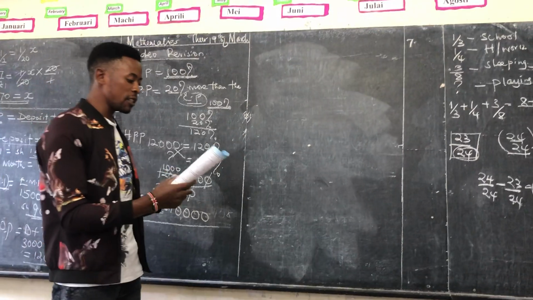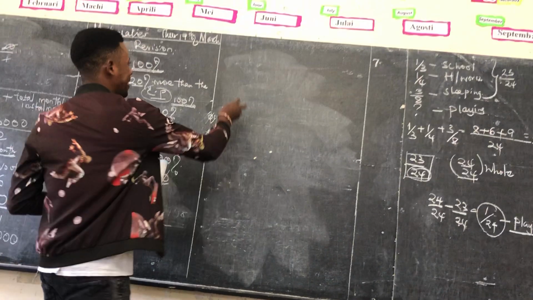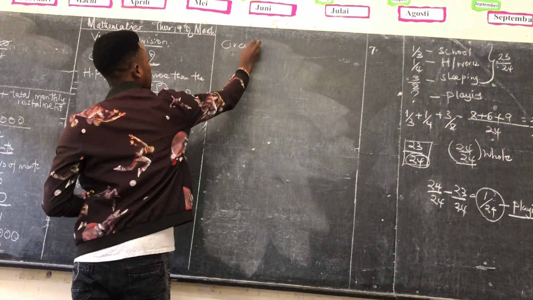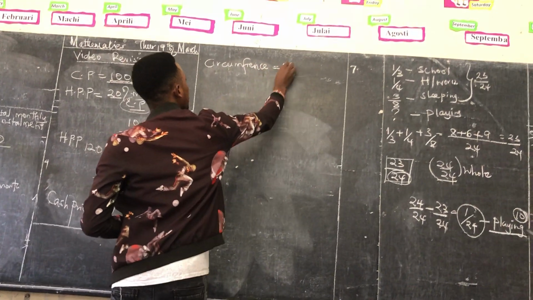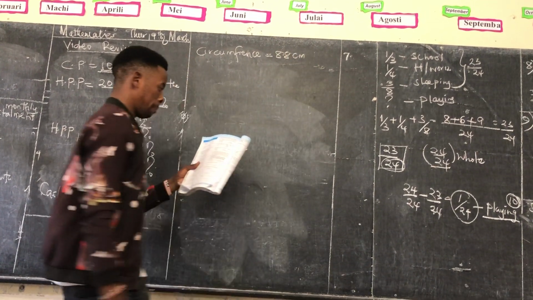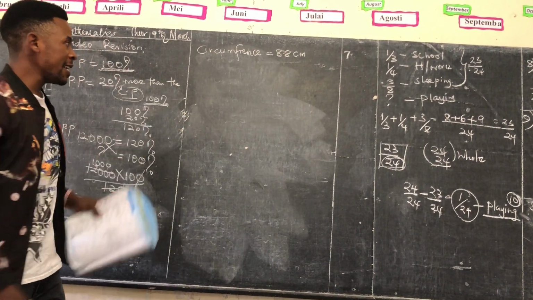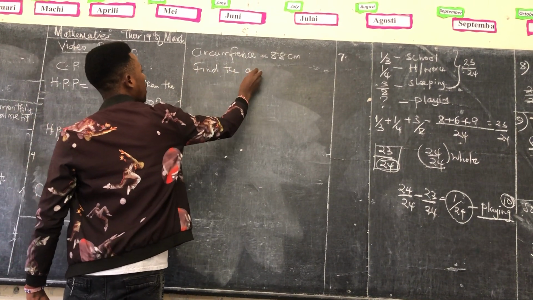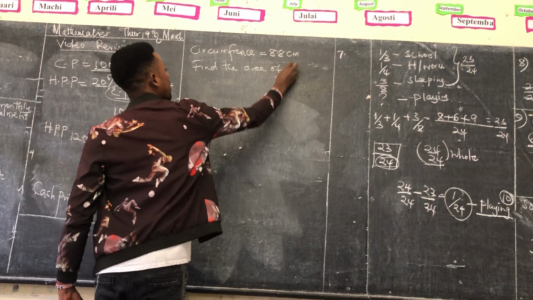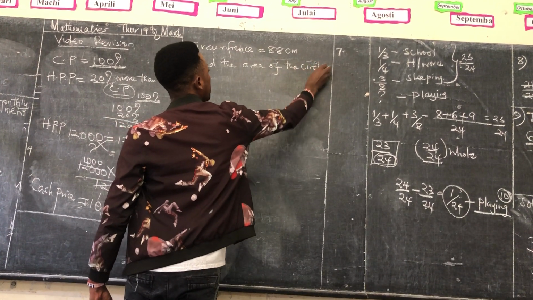Now the circumference of a circle is 88. The circumference of a certain circle is equal to 88 centimeters. Find the area of the circle.